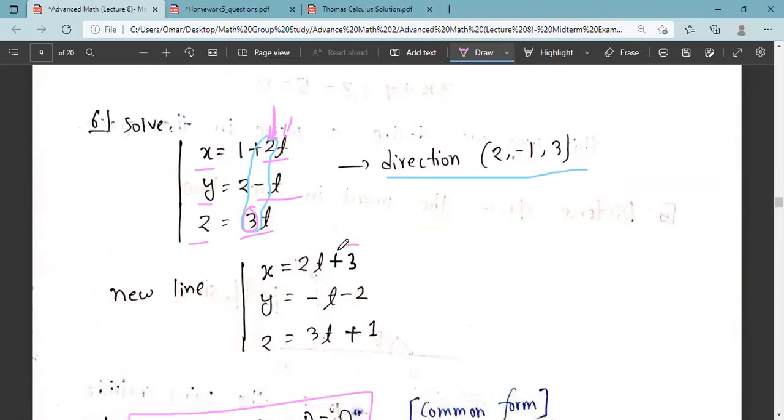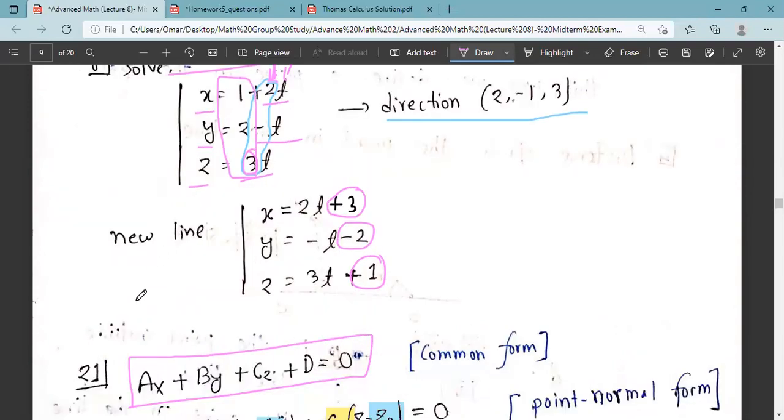So you see here, I have written 3, minus 2, and plus 1. Maybe there's some writing mistake here on the 2, 3. Okay, so you just see here. This is our new line, right? So this is 3, minus 2, and plus 1.